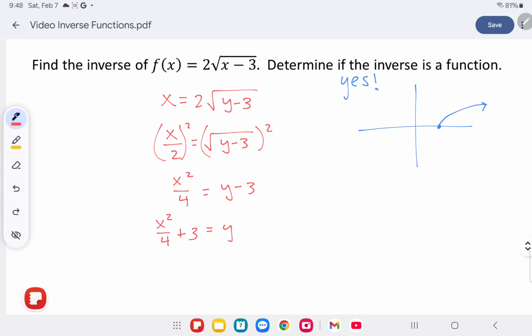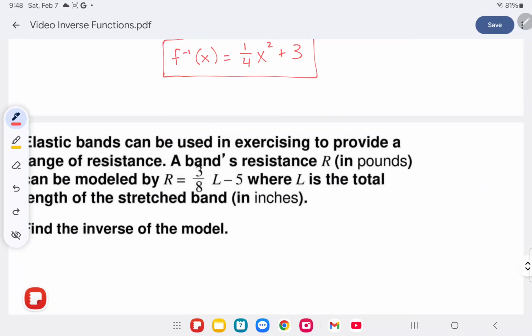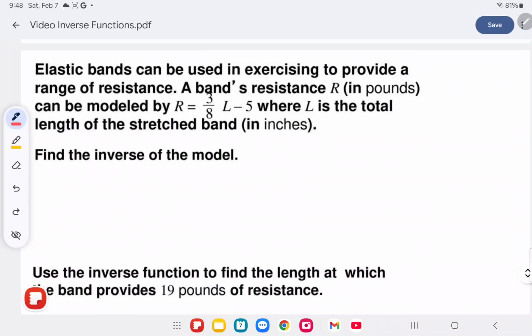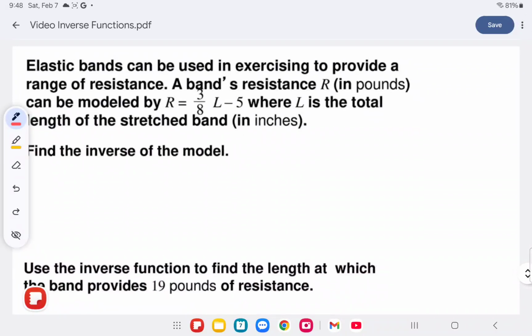I'll leave it like that. There's a few ways we could simplify that or write it differently, like 1/4 x squared plus 3. Or you could even get a common denominator there. That's our inverse function.